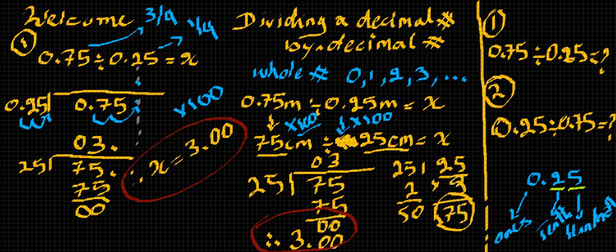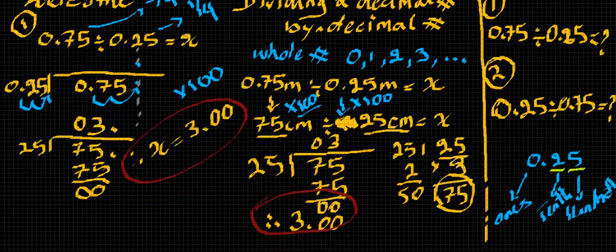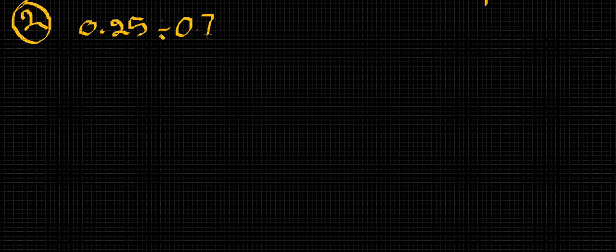Now, let's move on to number 2. What was number 2? Do you remember? Well, it was 0.25 divided by 0.75. And again, we're going to say the answer equals y. Y is the answer, but we still don't know it, right?